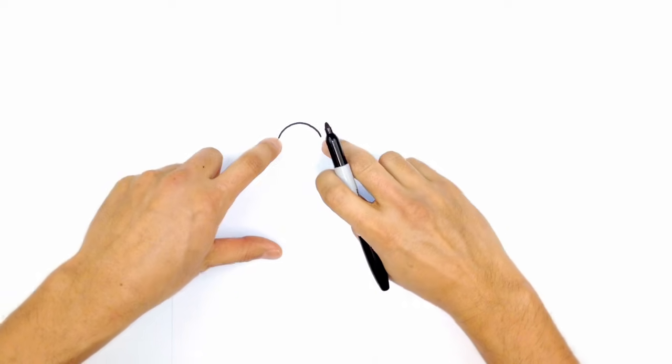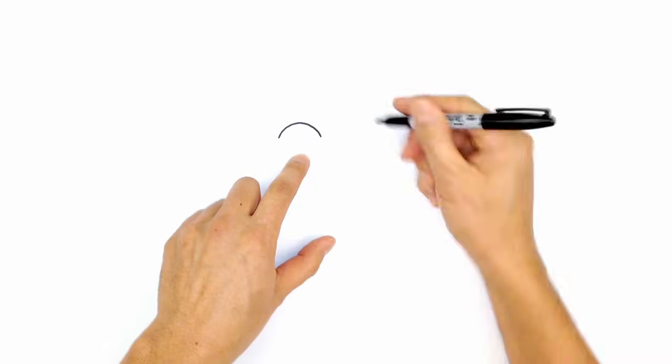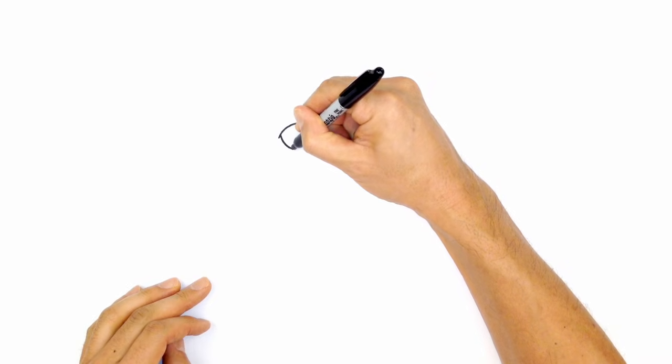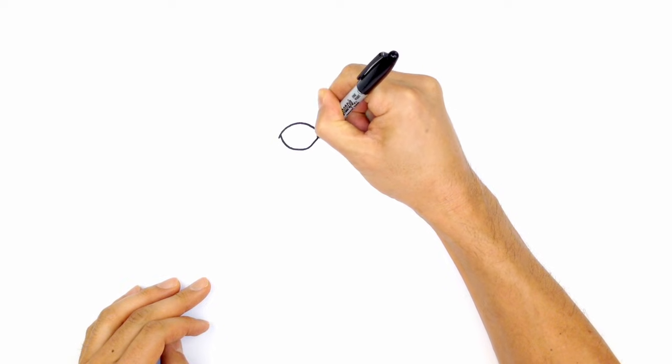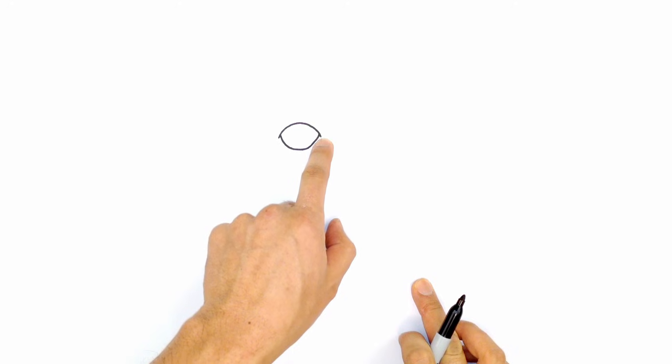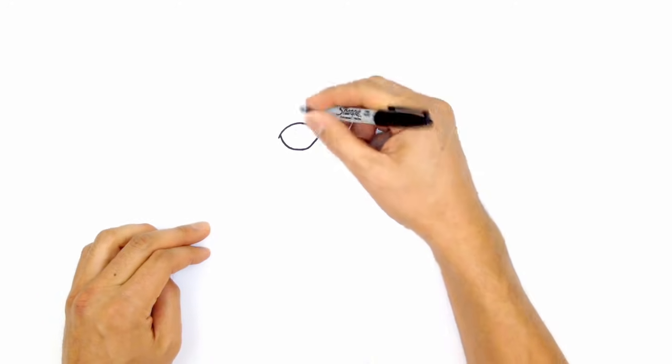From here we're going to do overlaps on either end and draw the bottom eyelid. So over here on the left, we're going to draw a curve coming down to the bottom of the eye and then up on the right, and we're going to make it a little bit of an overlap on the right side there. Let's go ahead and draw the iris and pupil.